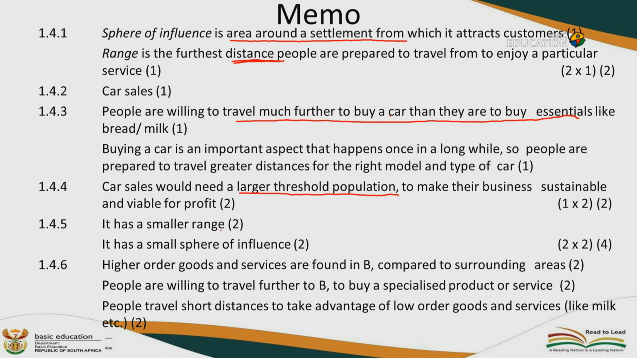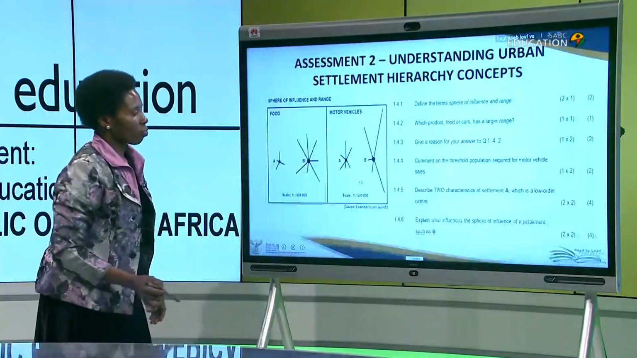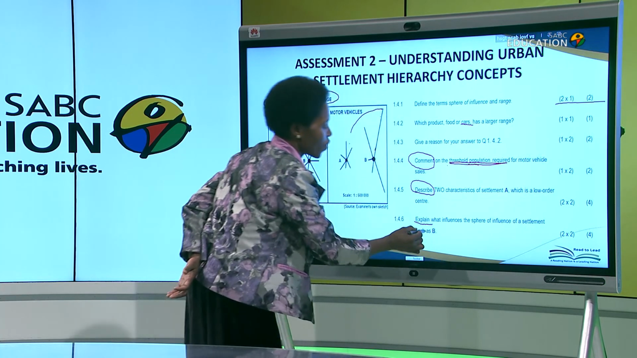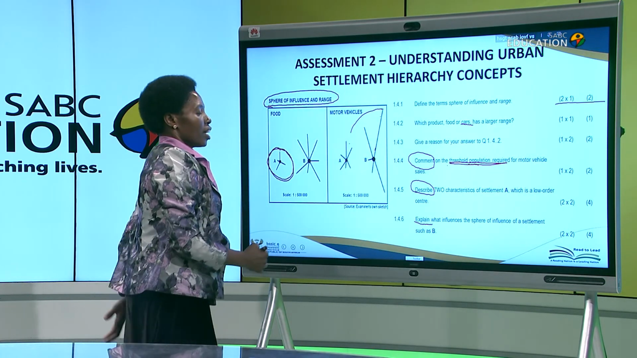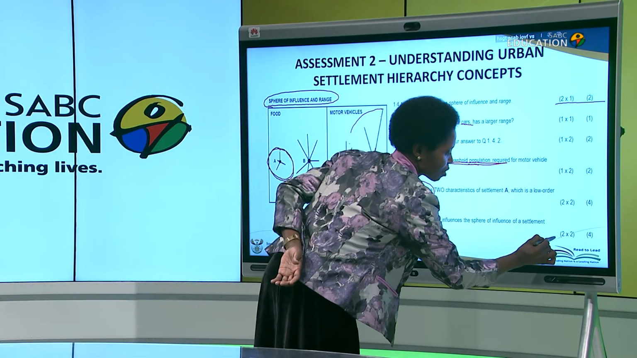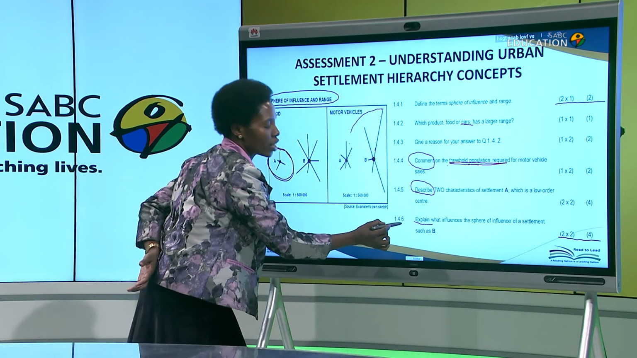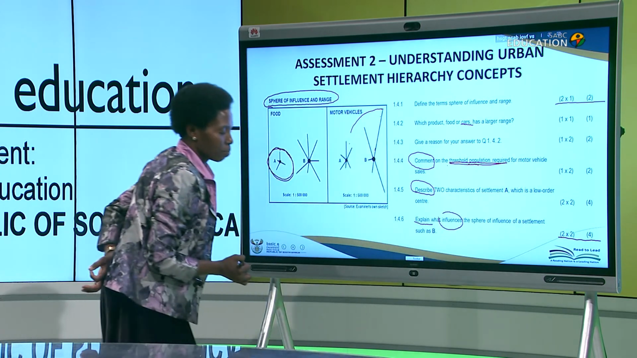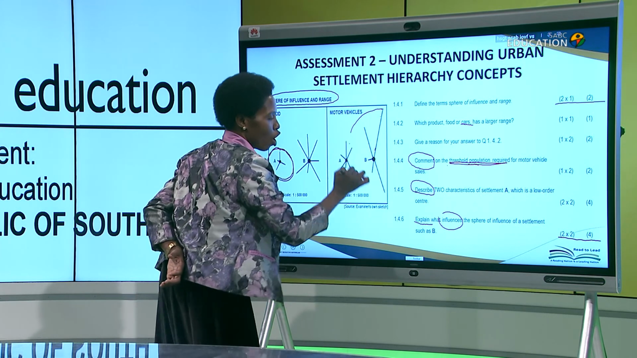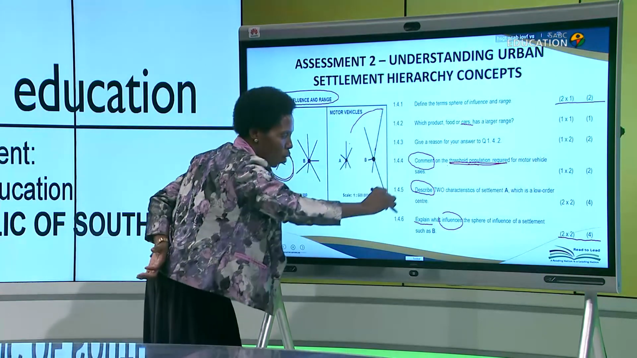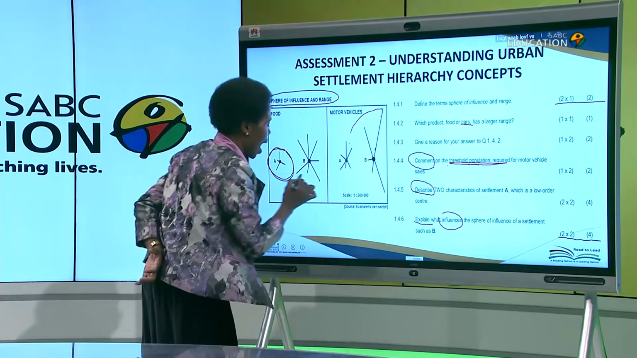Let us look at our last question. They said explain what influences the sphere of influence of a settlement B. Okay, when we look at this one, you check the allocation of marks. It's 4 marks. So which means you are expected to explain the influences of sphere of influence. What is it that you know? You know that if you have got many functions, the sphere of influence is a wider range, many people will be coming here, unlike on this one.